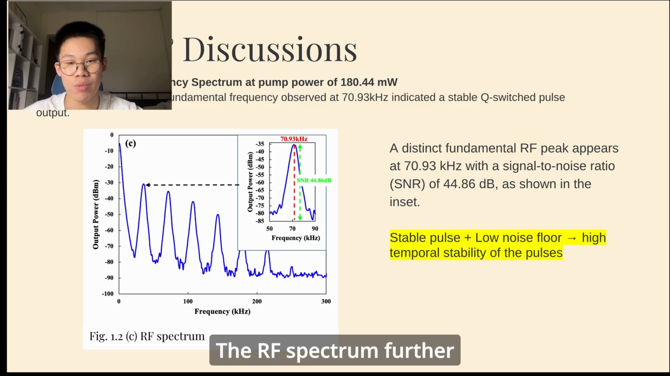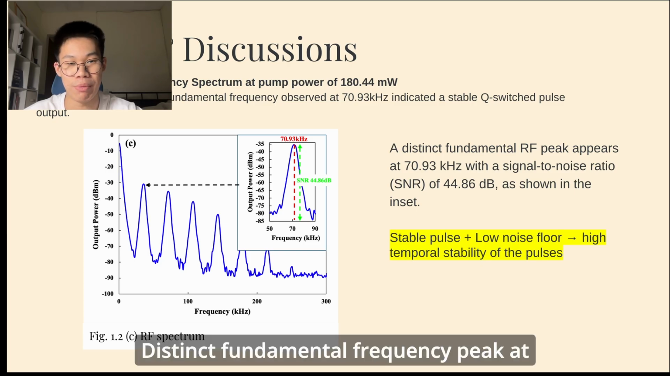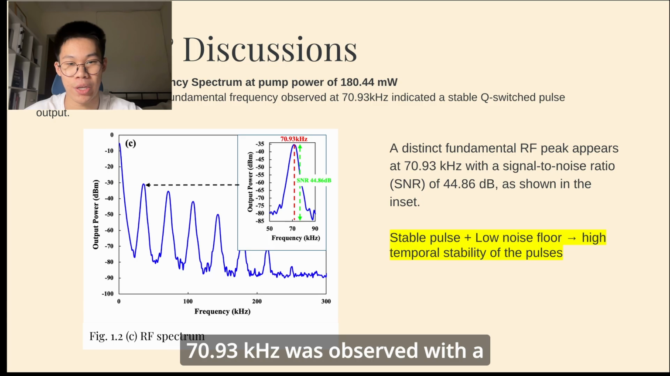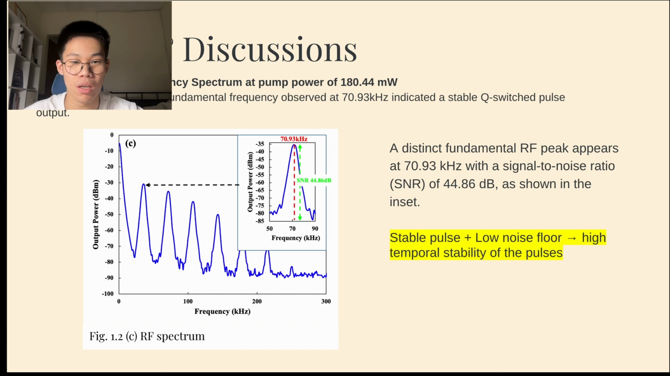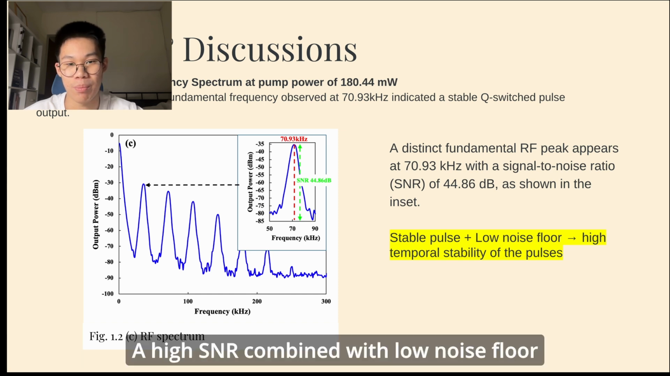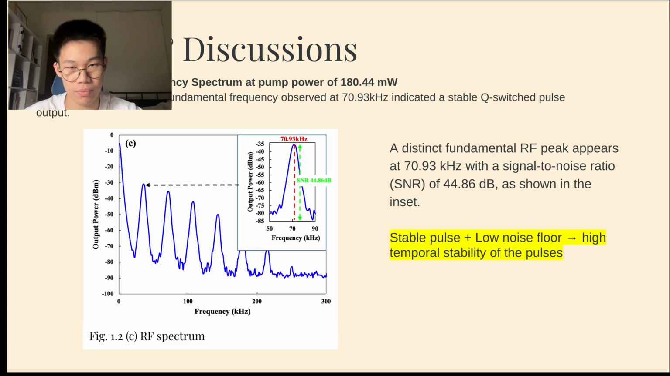The RF spectrum further verifies its stability. A distinct fundamental frequency peak at 70.93 kHz was observed, with a signal-to-noise ratio of about 44.86 decibels. A high SNR combined with a low noise floor indicates high temporal stability and consistent pulse generation.